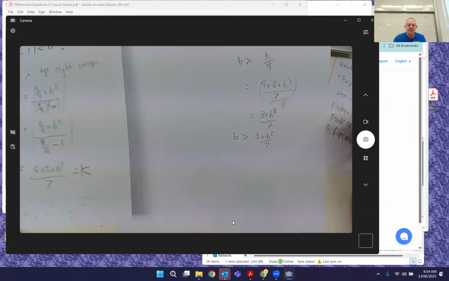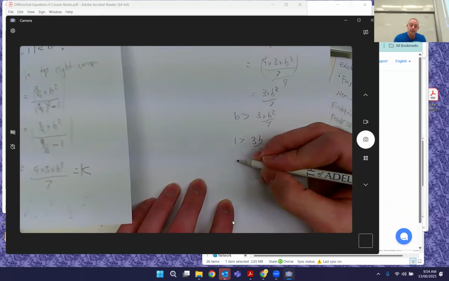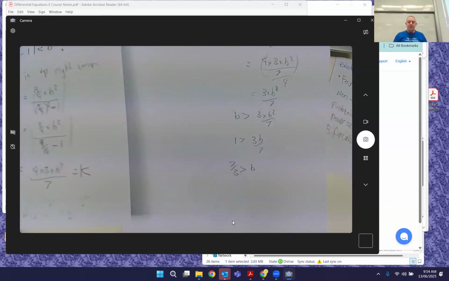B's definitely a positive number, so I can divide both sides by b. Yeah, so there is one. Oh, okay. So I have to choose my b to be less than 7/3, and then I'll be able to use the whole width. All right. I don't know if that's the kind of thing they want, but that will do.